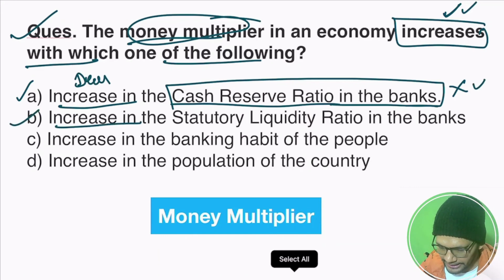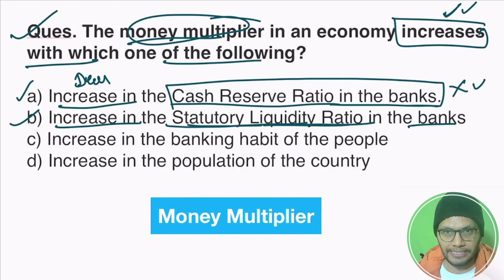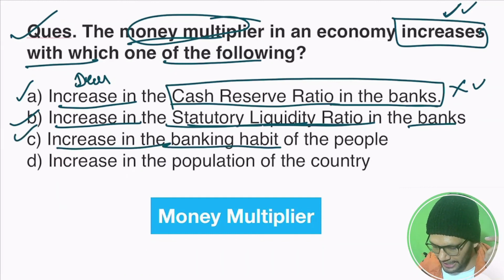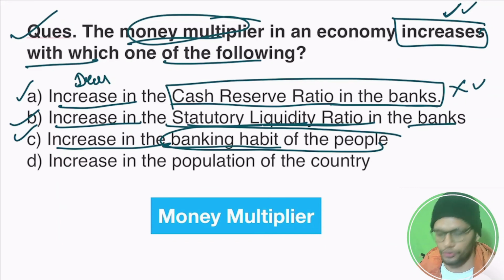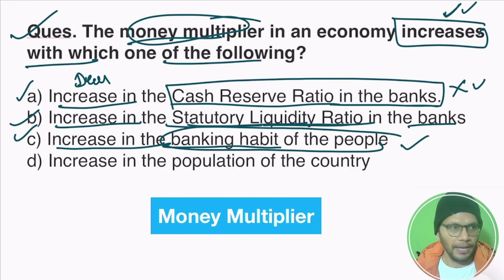Next says increase in the statutory liquidity ratio in the bank. Again, this statement is incorrect because when statutory liquidity ratio increases, money multiplier decreases, because in that case, banks have less money to lend. Third statement says increase in the banking habit of the people. Definitely this is the true statement, because when the banking habit of the people increases, more and more people go to the bank, they save their money, banks have more money, and that is how banks can create more money.